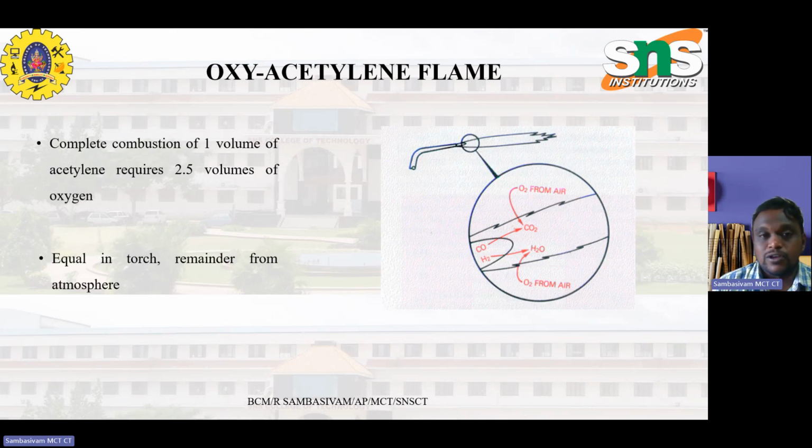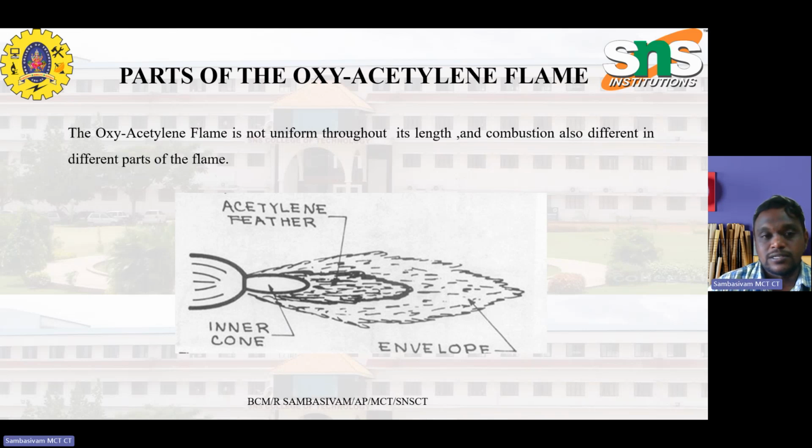This is done by achieving the oxyacetylene flame. The picture represents how the gases interact and fuse together in the environment. Complete combustion of one volume of acetylene requires 2.5 volumes of oxygen, part supplied in the torch and the remainder from the atmosphere. The oxyacetylene flame is not uniform throughout its length, and its combustion is different in different parts of the flame. So the inner core and envelope are developed, along with the acetylene feather, as shown in the figure.